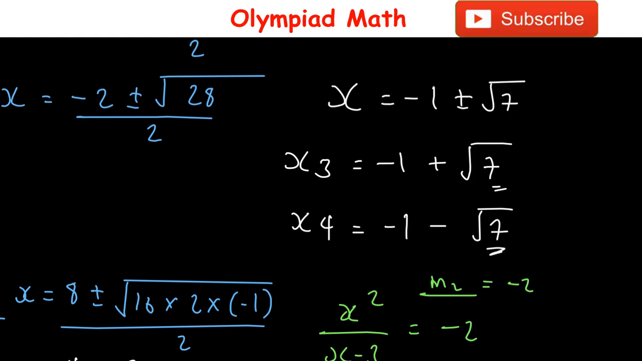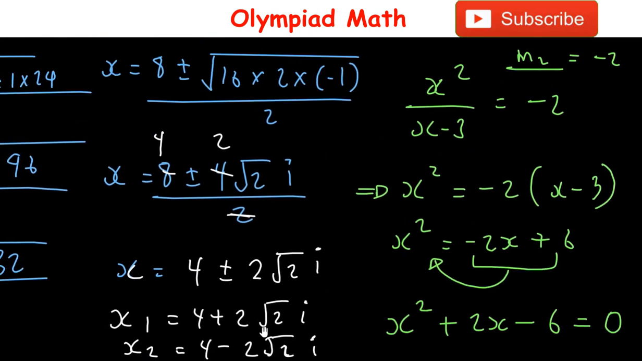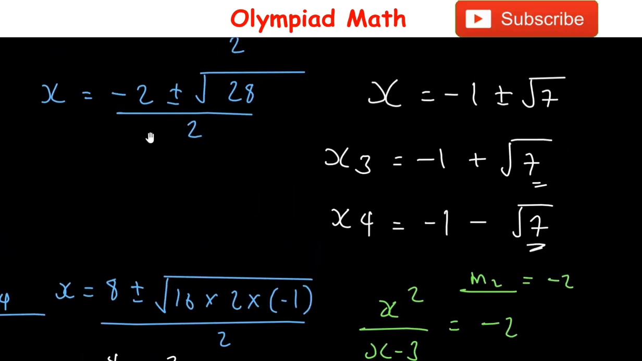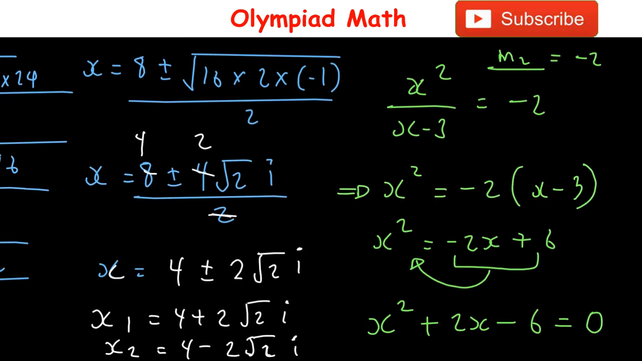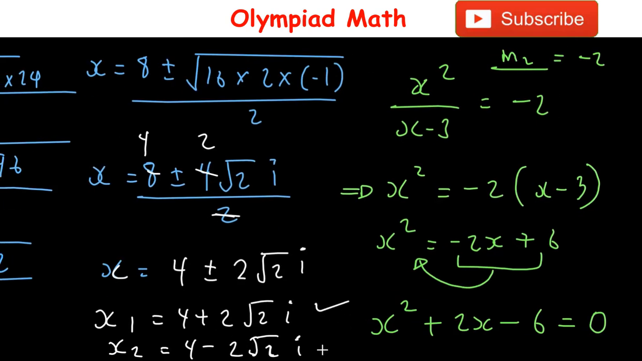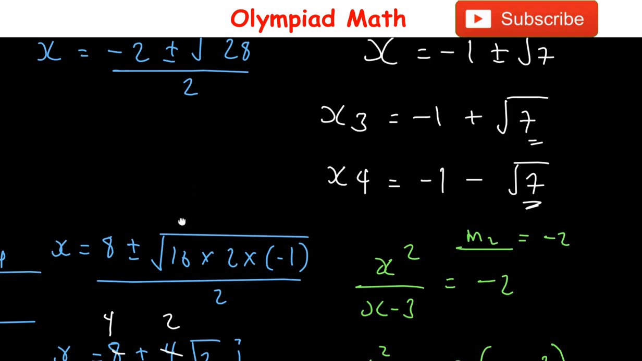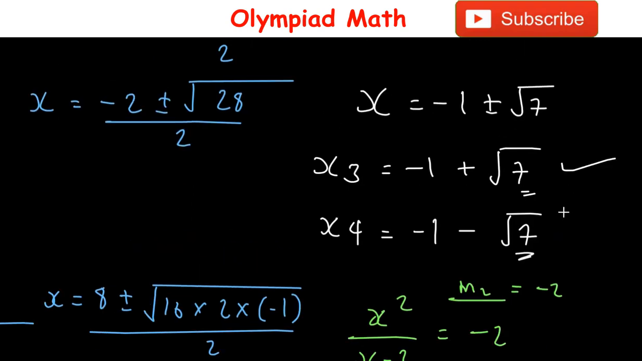And meanwhile, the first and second solutions of x are these. So these are the four solutions of the given question. So right here we have x1, x2, and also x3 and x4.